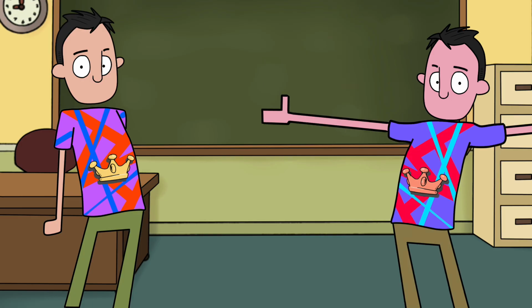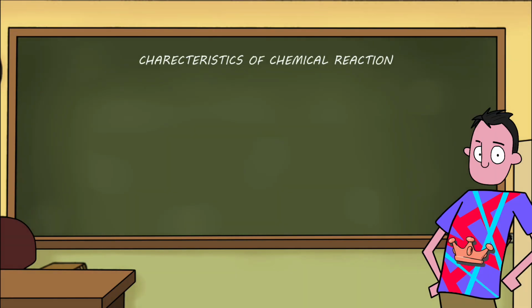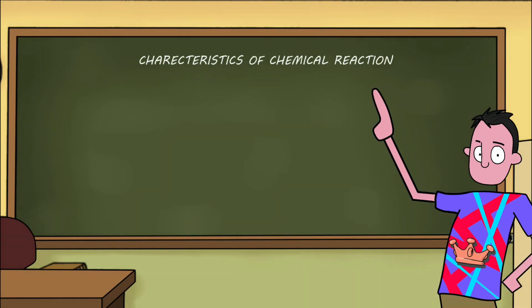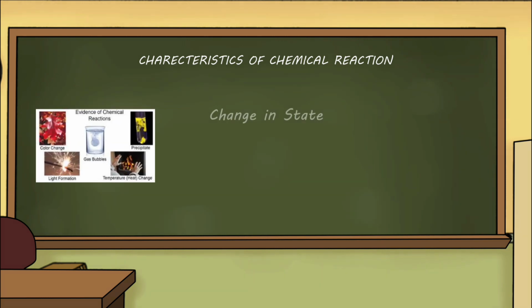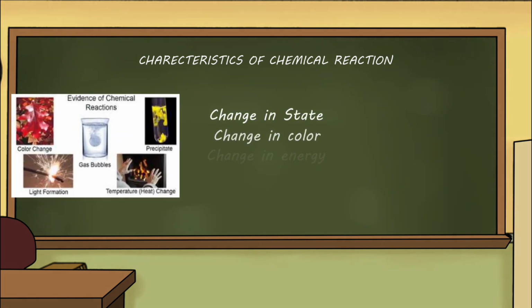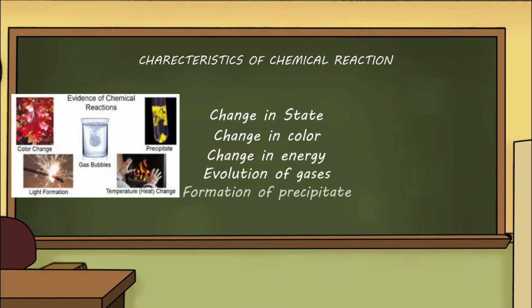Now you know what a chemical reaction is, but how do you know if a chemical reaction has happened or not? Characteristics of chemical reaction. The following observations can help us to know whether the chemical reaction has taken place or not: change in state, change in color, change in energy, evolution of gases, and formation of precipitate. These are some indications or marks that a chemical reaction has happened.